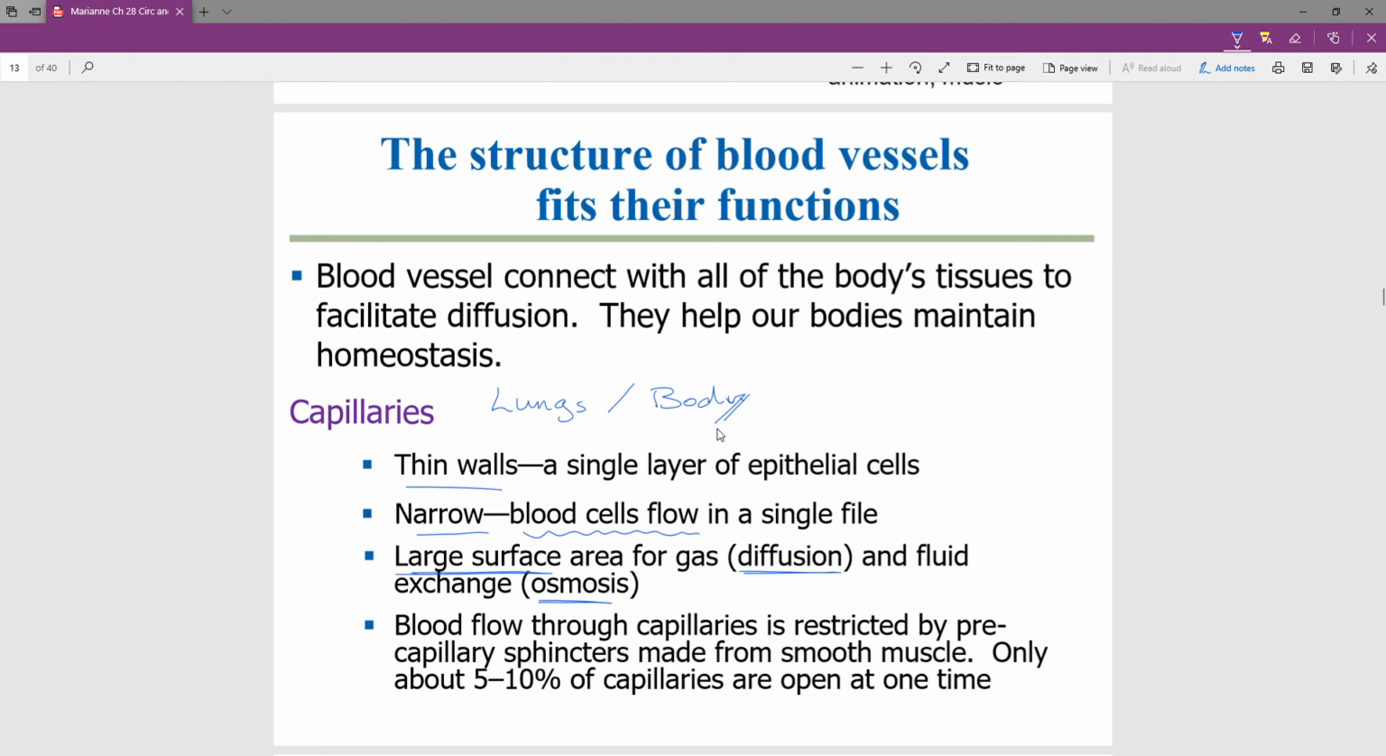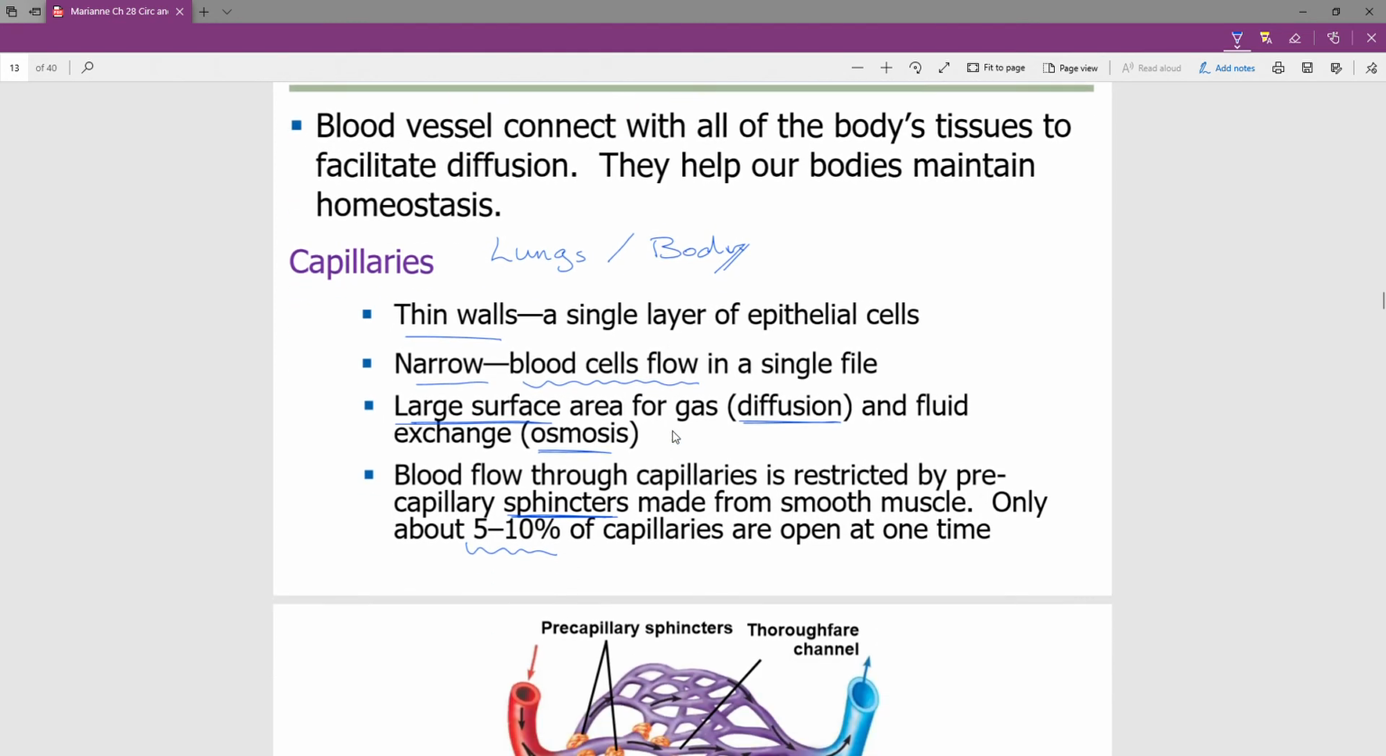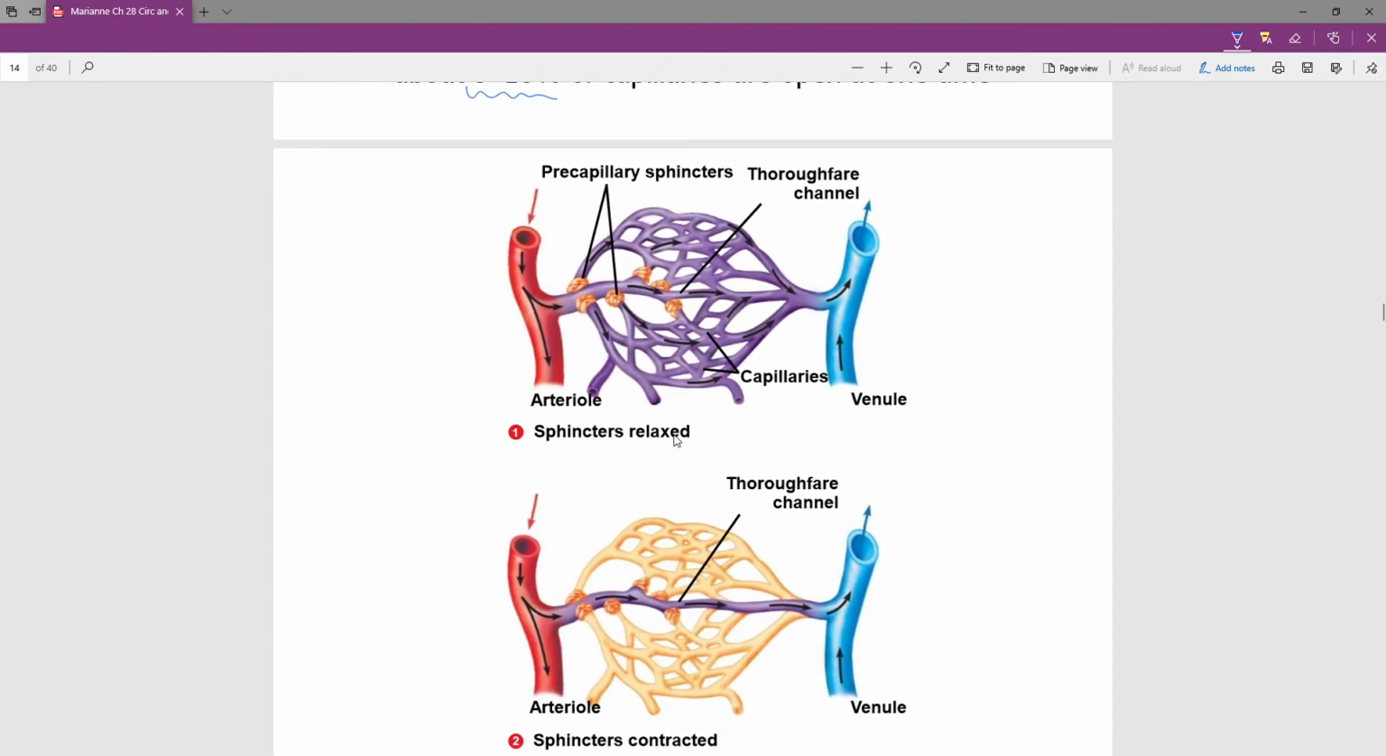There are little control sphincters that allow capillaries either to be open or to be closed. They're made of smooth muscles, and basically they restrict blood flow through most of the time, unless you're hot and you need to get rid of some of that heat. So usually only 5 to 10% of our capillaries are open at one time. This is an image of your capillary beds being open to circulation or closed.